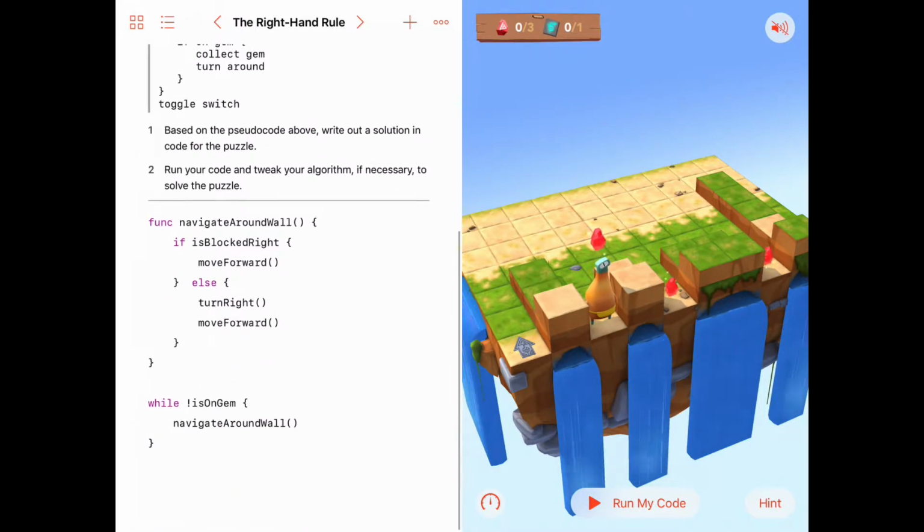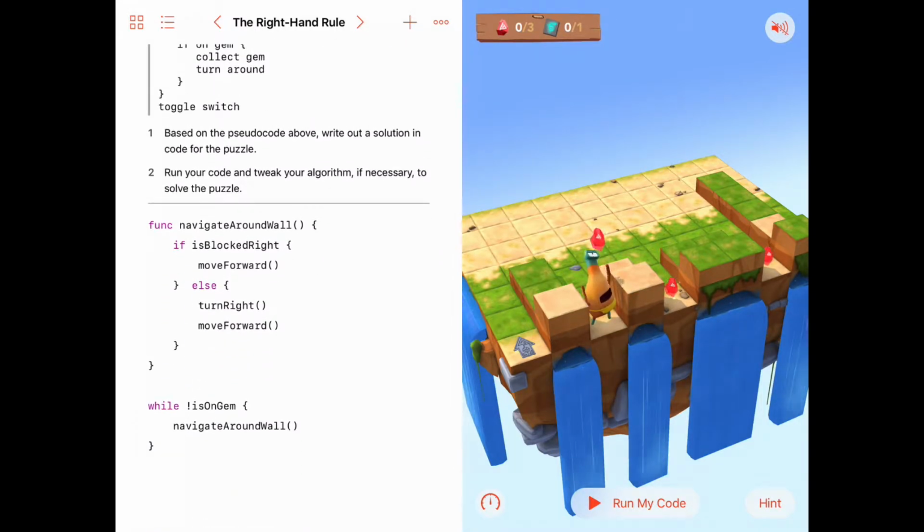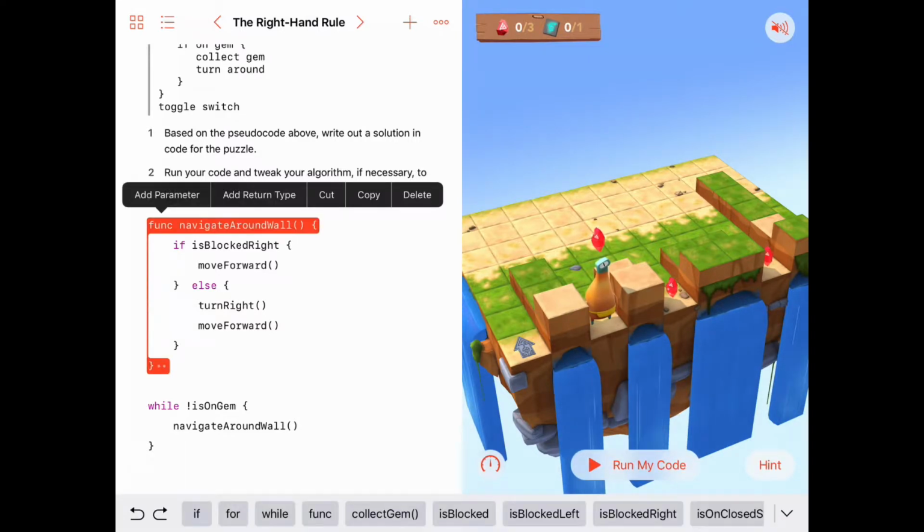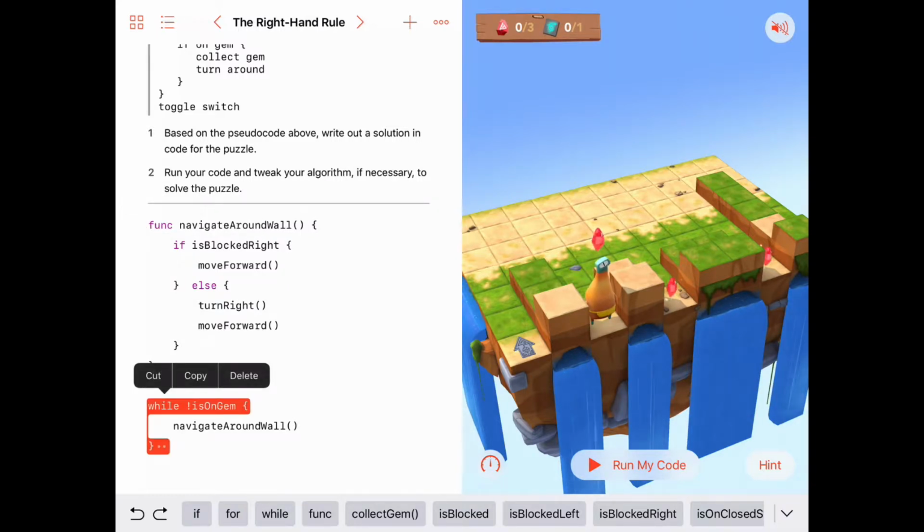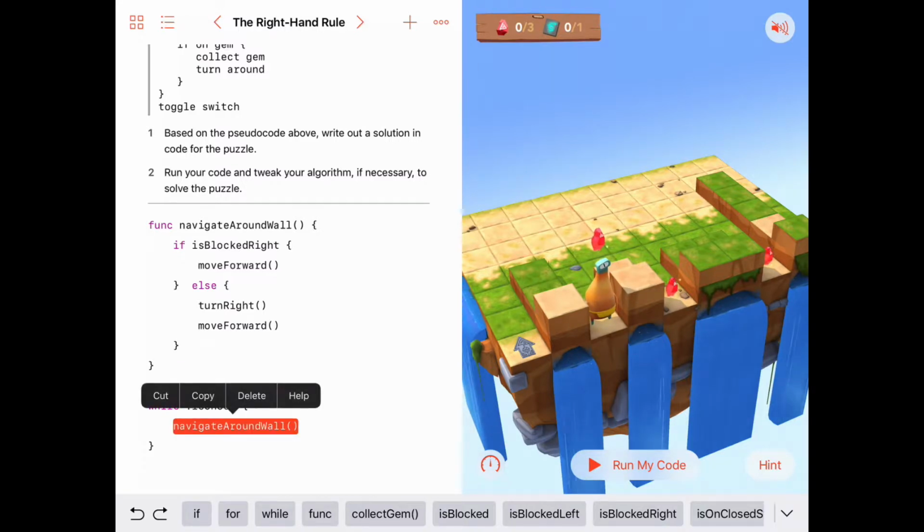So let's look at the Swift code here on what just happened. Okay, so there's a function up here, and the function is going to be navigate around wall. Okay, let's not look at the details of that yet. But navigate around wall in our main program, we're saying as long as we're not on a gem, we want to navigate around the wall. Okay, and that makes sense because he stopped as soon as he was on this gem. He stopped navigating around the wall.